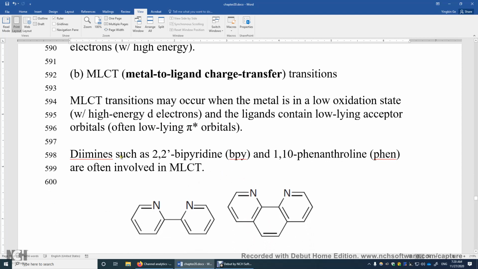And very often it includes this kind of structures: diimines such as 2,2'-bipyridine, or bpy. The 2 prime refers to the position of this link. 1,10-phenanthroline are often involved in MLCT, only because this kind of structures have low-lying pi star orbitals ready to accept the d electrons from the transition metal.